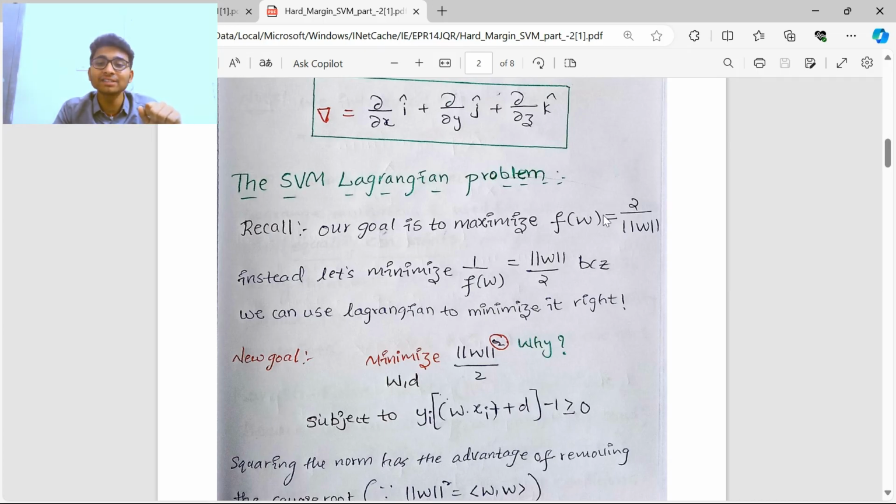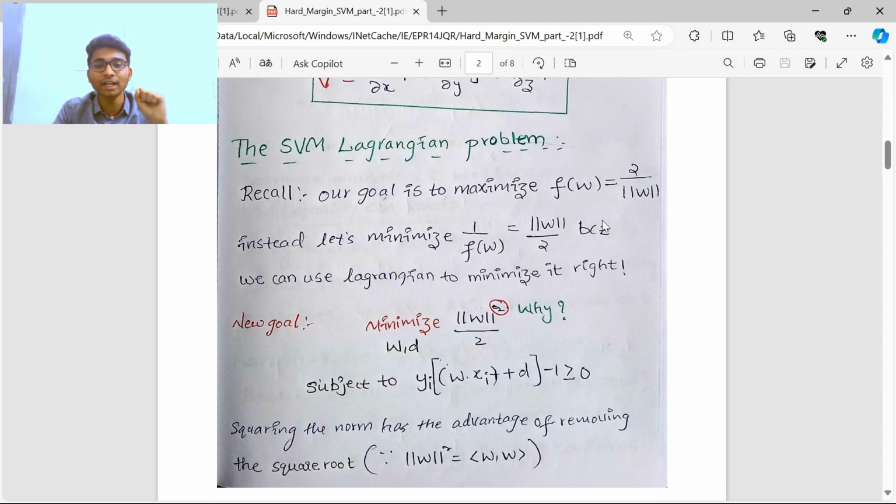Okay, maximizing f of w is same as minimizing the 1 by f of w, right? The reciprocal. That is what I have done. Now our new goal is to minimize this norm of w squared by 2, subject to this constraint yi into w dot xi plus d minus 1 greater than or equal to 0.